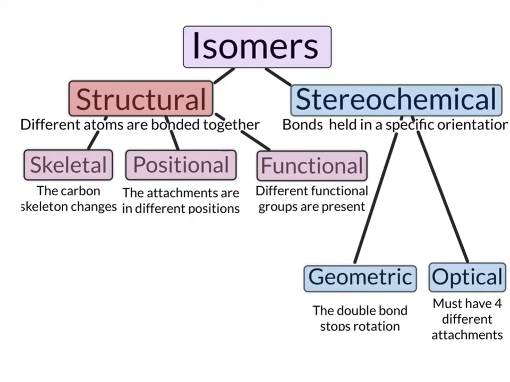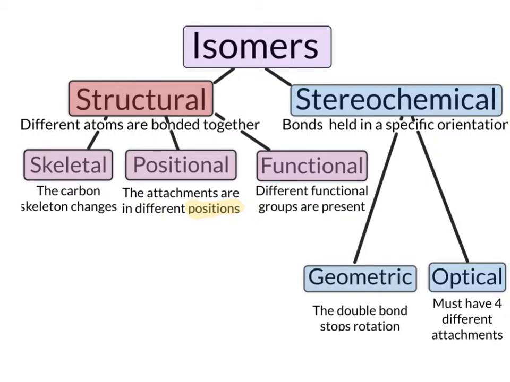Let's continue looking at our isomers. We're going to look at the structural isomer known as a positional isomer. Positional isomers, as their name suggests, are found when there's the same types of attachments and the skeleton is basically the same, but we've changed the position of the functional group.